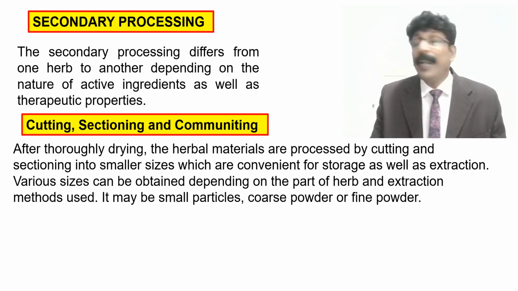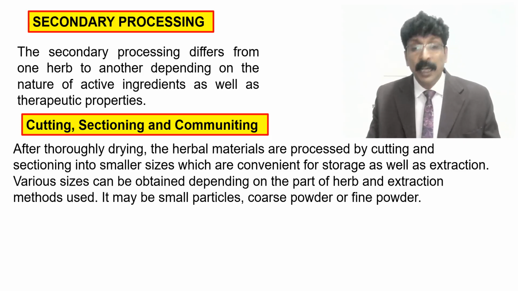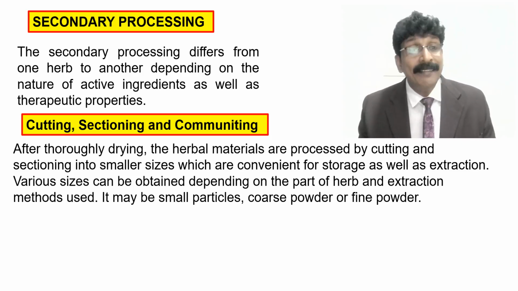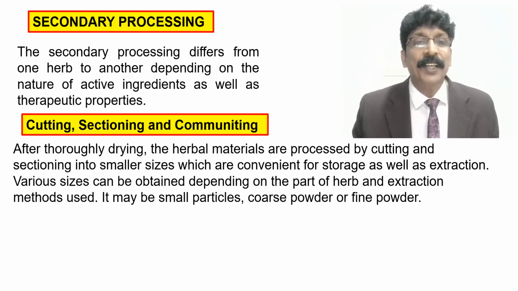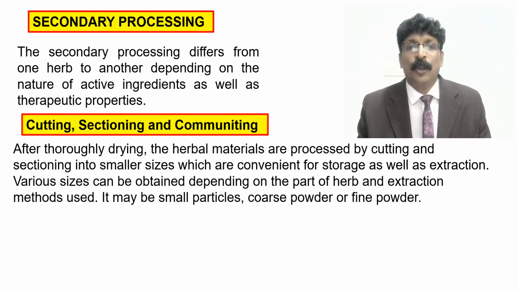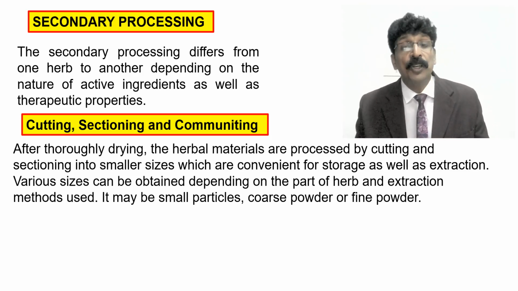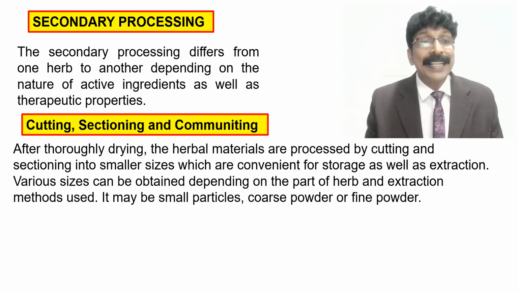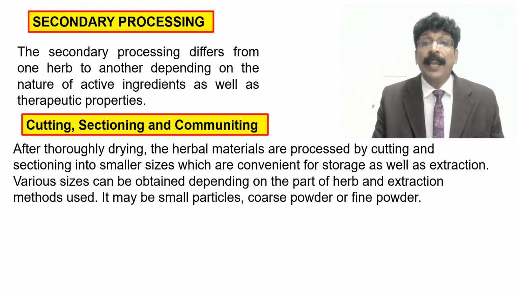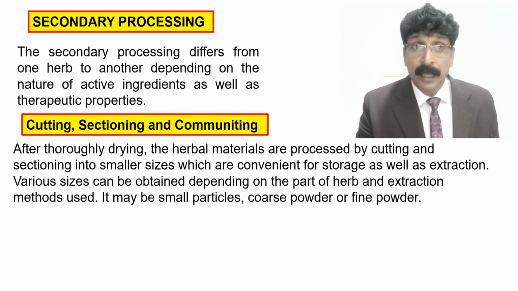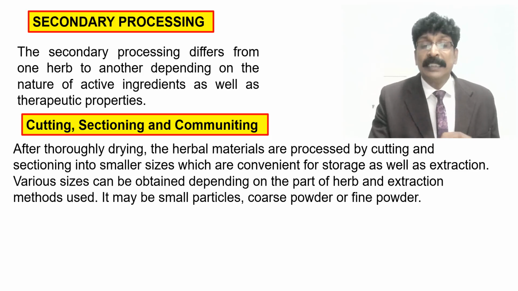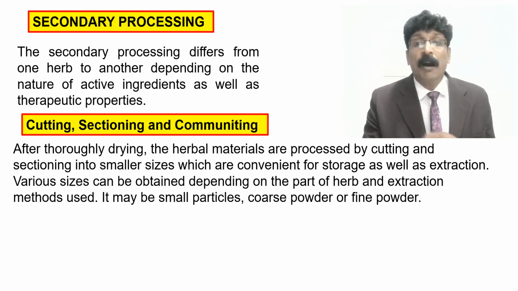After thoroughly drying, the herbal materials are processed by cutting and sectioning into smaller sizes, which are convenient for storage as well as extraction. Various sizes can be obtained depending on the part of the herb and the extraction method which is used. It may be small particles, coarse powder, or fine powder.